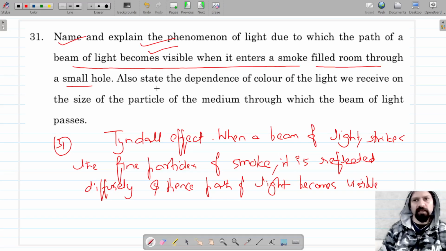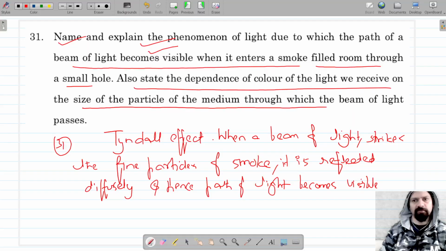Okay. Also, it asks to state the dependence of the color of light we receive on the size of the particles of the medium through which the beam of light passes.